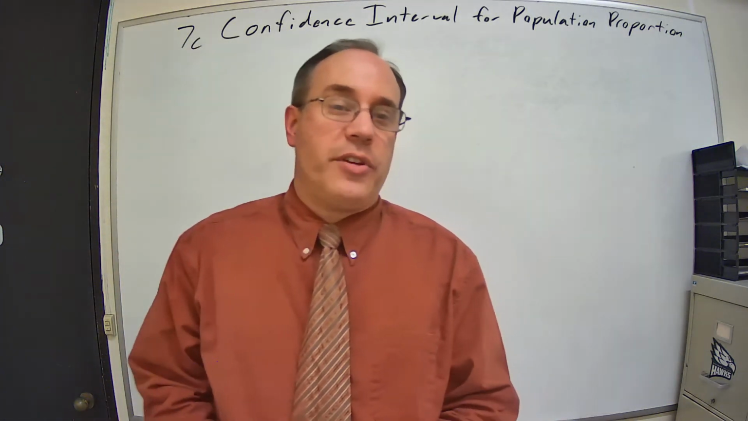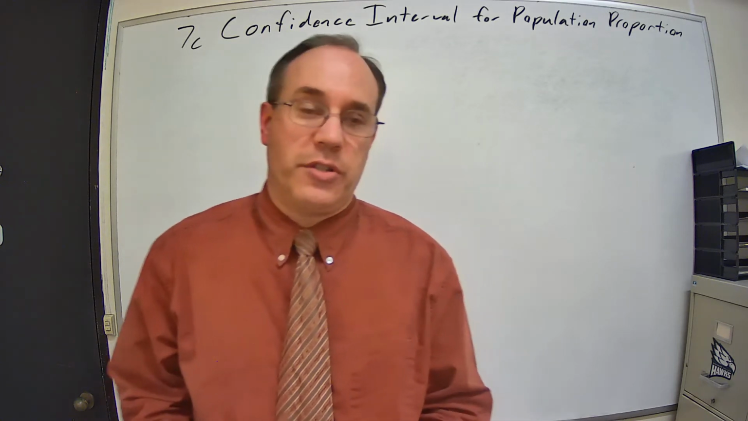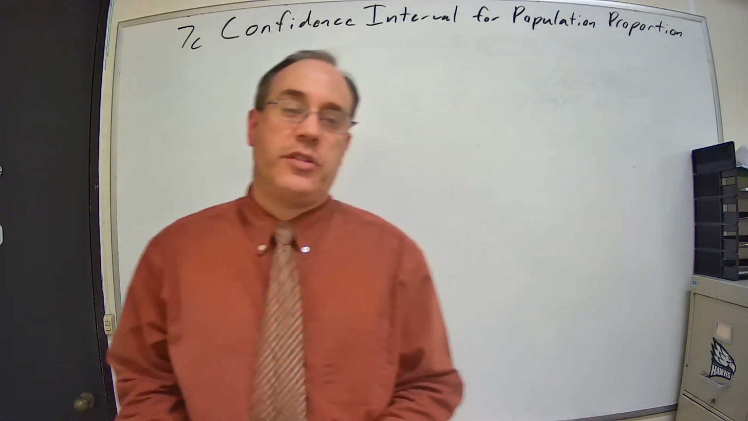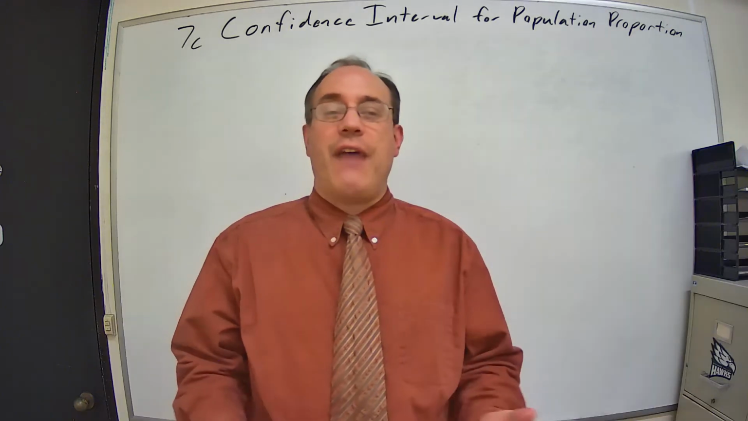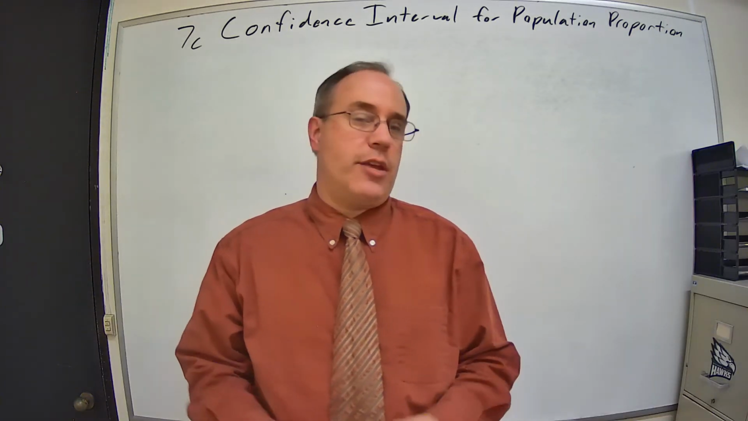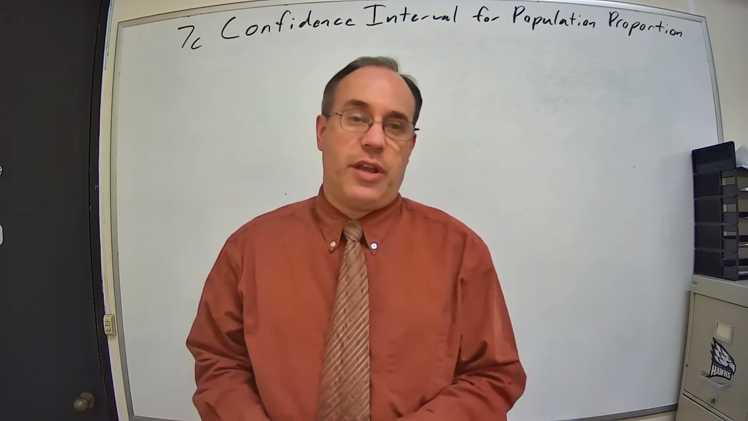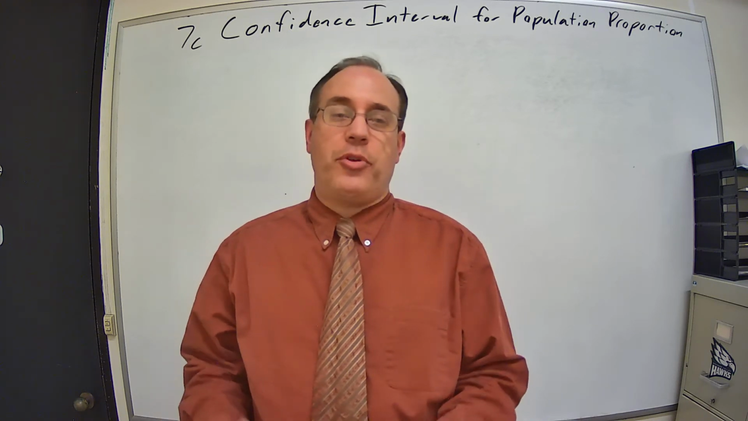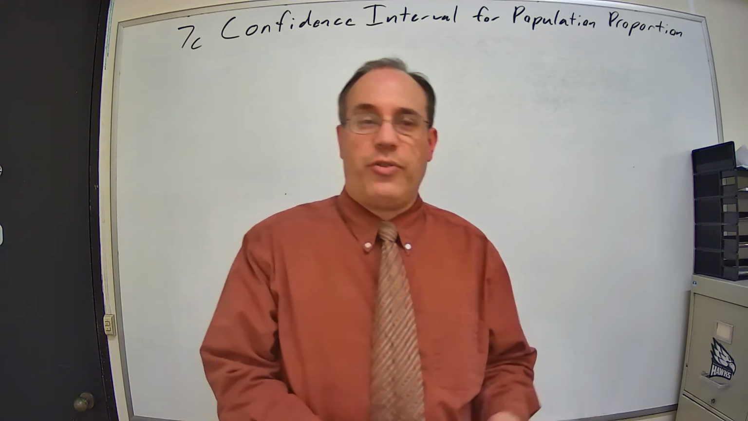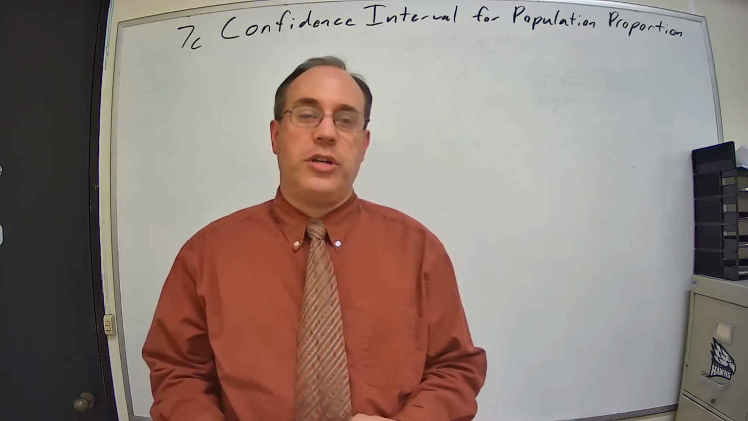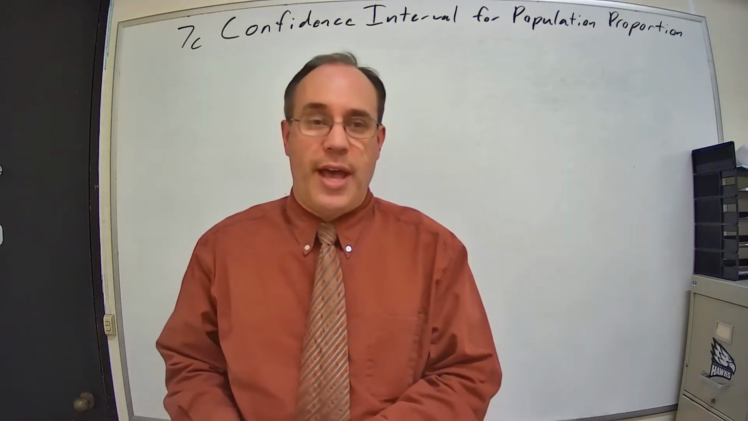7C, confidence intervals for population proportions. So up to this point with confidence intervals, we dealt with population means, you know, the average that we're looking for. What's the average age? What's the average grade? Et cetera, et cetera. Now we're going to deal with population proportions. The proportion of people who want a certain thing. The proportion of items that are a certain way.